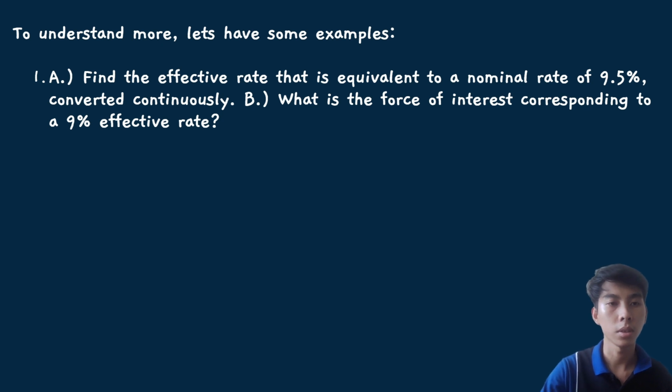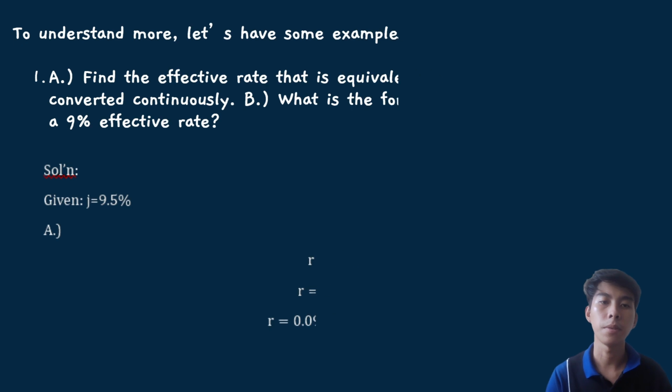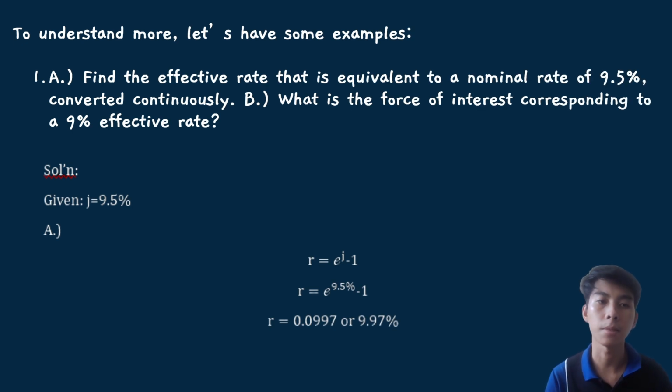To solve problem A, we need to find the equivalent effective rate of a nominal rate of 9.5% converted continuously. First, we identify the given: a nominal rate of 9.5%. We simply use the formula R equals E raised to J minus 1. So R equals E raised to 9.5% minus 1, which gives us 0.0997 or 9.97%.